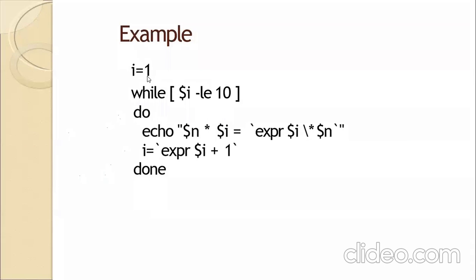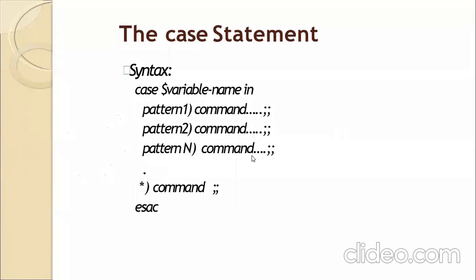So the example: I is equal to 1, while I is less than or equal to 10, do echo $n times I expression. So what will happen here? It will store and increase again till this condition is satisfied.